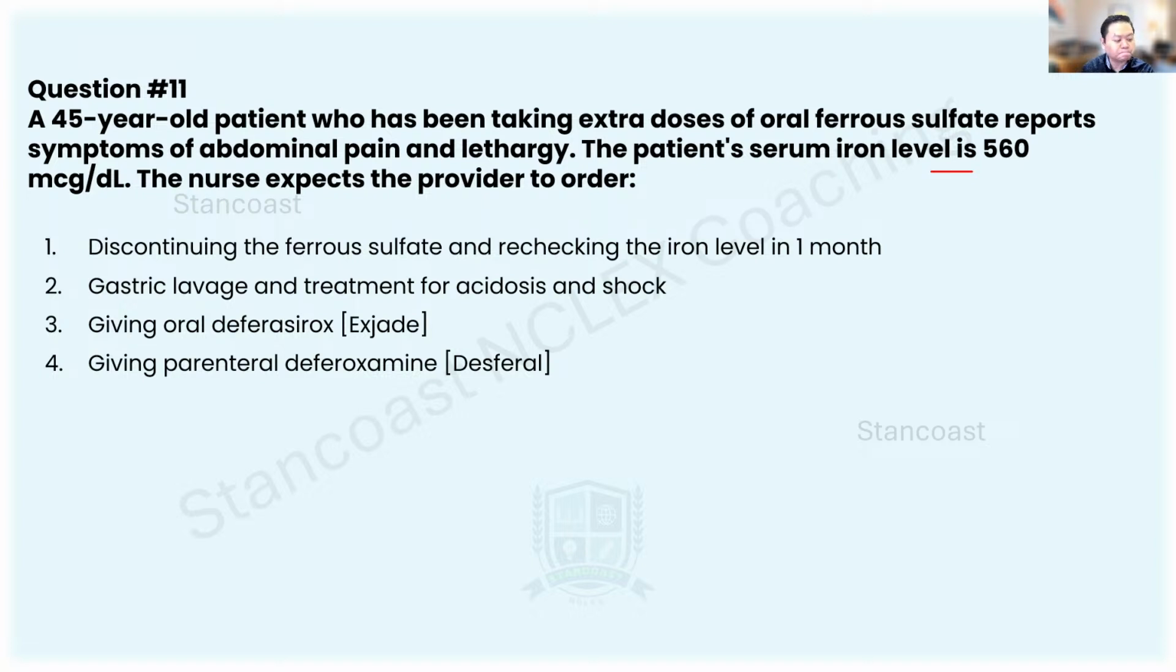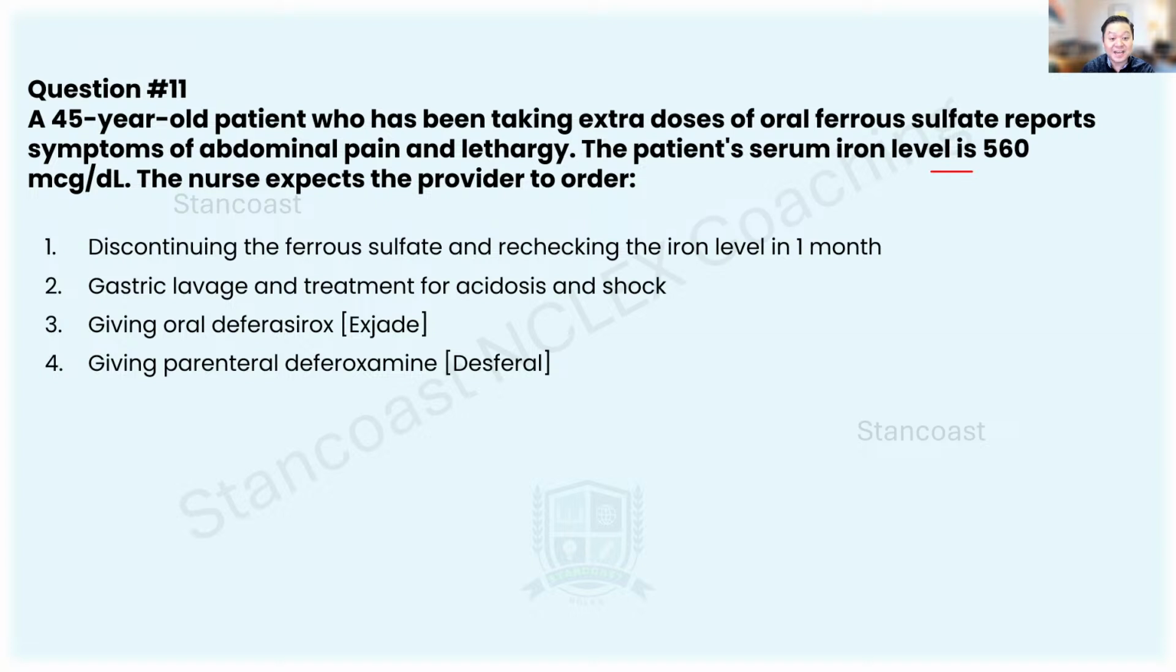Overdose. Okay. But look at the situation here, guys. The patient who has been taking extra doses of oral ferrous sulfate. So they're still able to report, right? They are suffering from the abdominal pain and lethargy. So basically they are getting way more than they're supposed to. Okay.